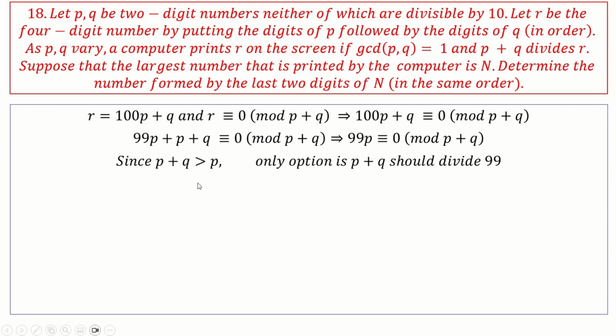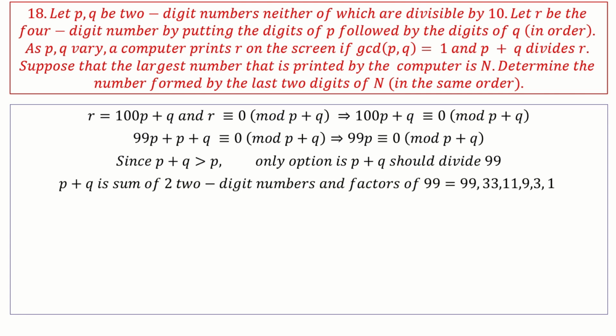Now, since p plus q is greater than p, here it is 99p. P is smaller than p plus q. So definitely p plus q cannot divide p, right? So p plus q should divide 99 to satisfy the equation. So now what are the options for p plus q? P plus q is a sum of two digit numbers and it should be a factor of 99. What are the options? It can be 99, 33, 11, 9, 3 and 1, right? These are the possible values.